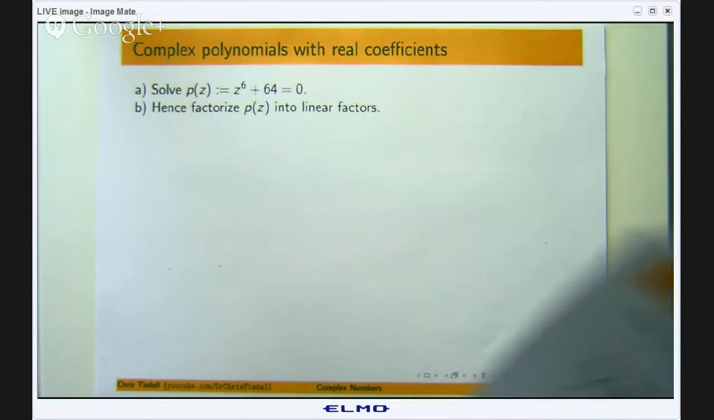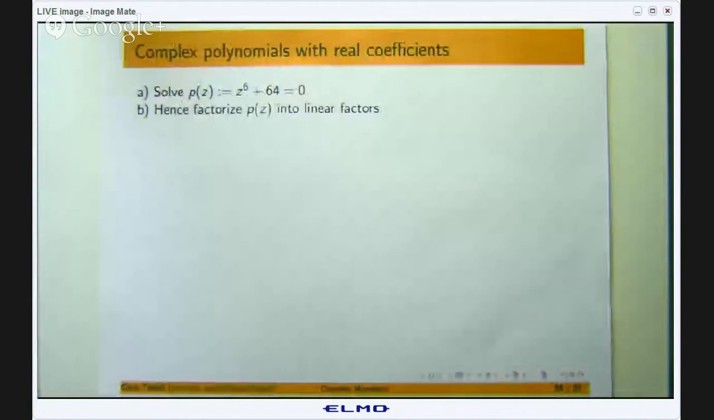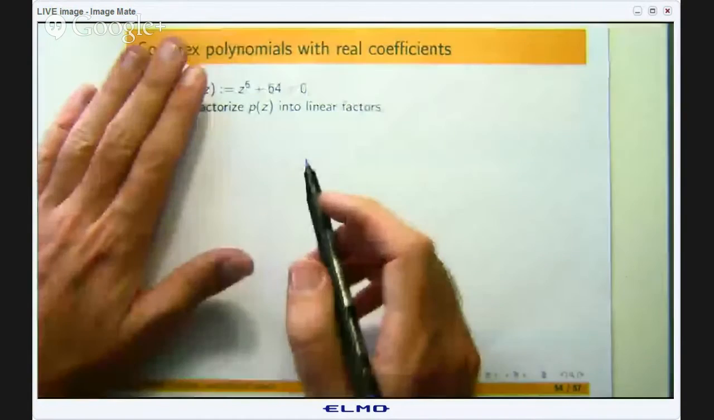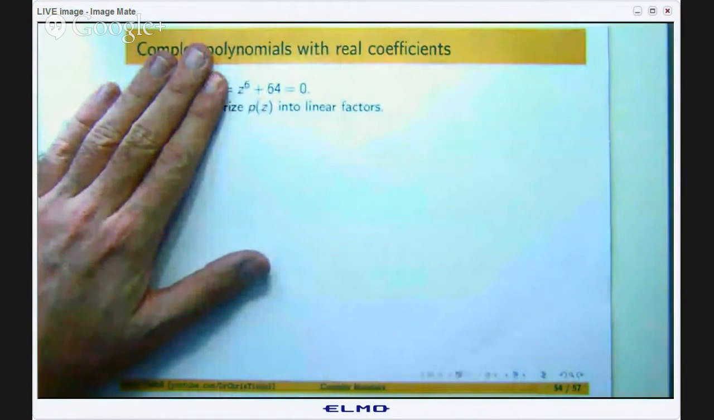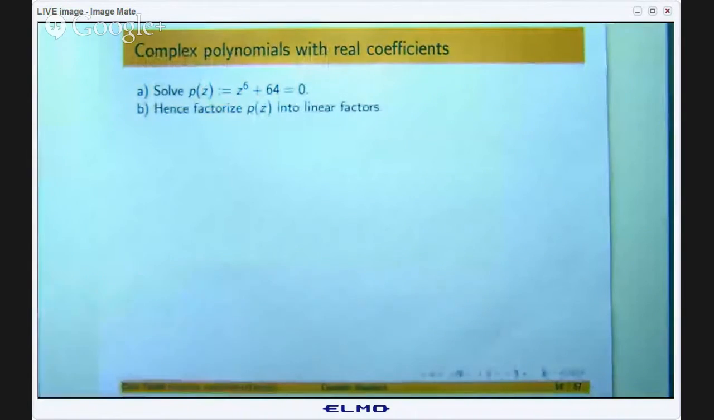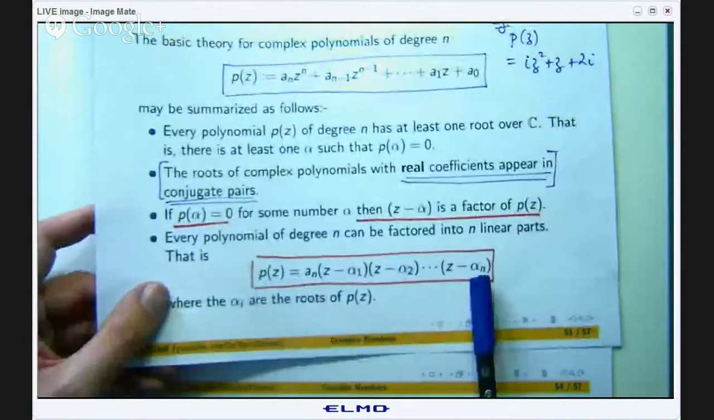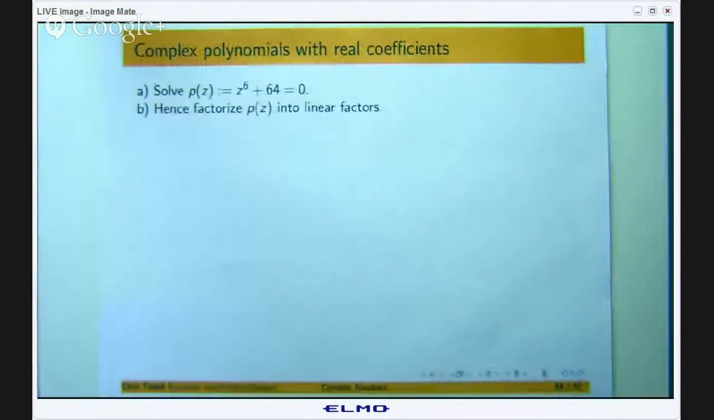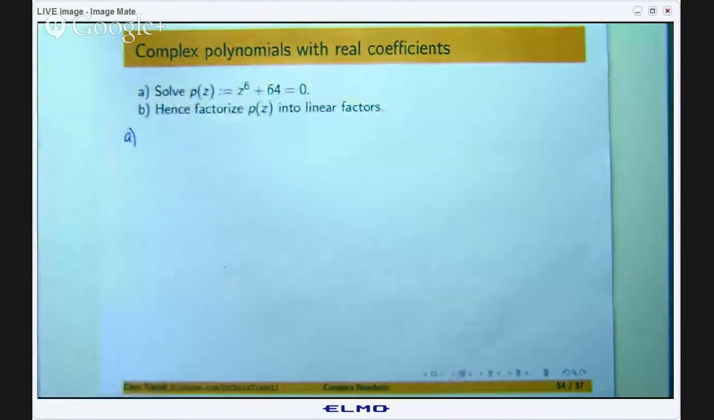Okay, so we want to find the roots essentially and write them like this. Okay, all right, so how do we do that? Well, let's solve this equation for z. Find the zeros or the roots of the polynomial. Okay, once we know that, the factor theorem says that we can write p(z) like this.